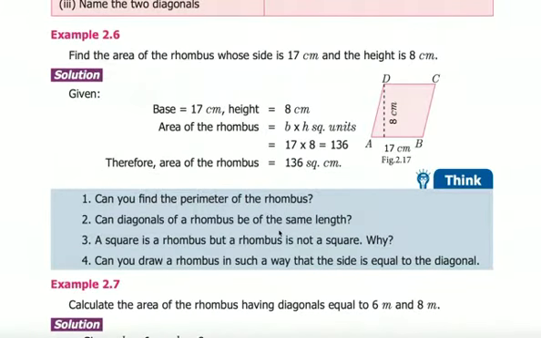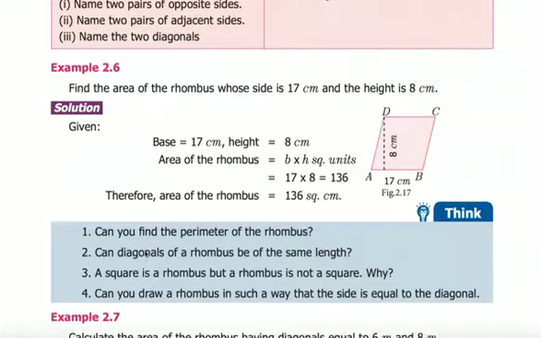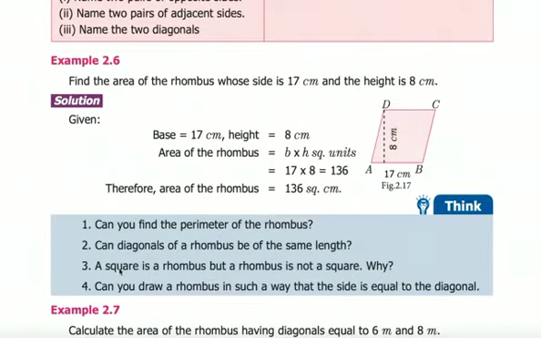Can the diagonals of a rhombus be of the same length? Cannot be. A square is a rhombus, but a rhombus is not a square. Why? A square is a rhombus. Square satisfies the properties of the rhombus. What are the properties of the rhombus? Opposite sides must be parallel, and each side must be equal. So these properties a square is satisfying.